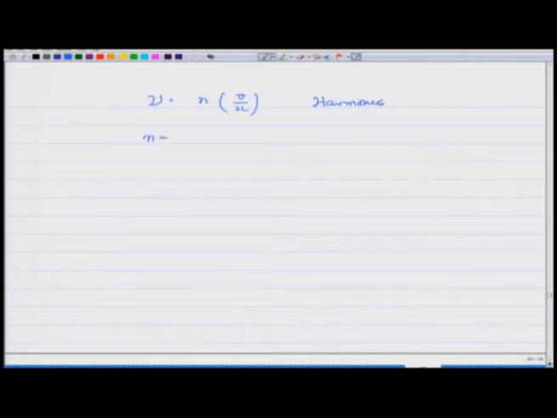So, n equals 1 is first harmonic, n equals 2 is second harmonic, and so on. N equals 3 will be third, n equals 4 will be fourth harmonic, and so on. The frequency V over 2L, notice that the expression is the same as in the case of the string, is known as the fundamental frequency.